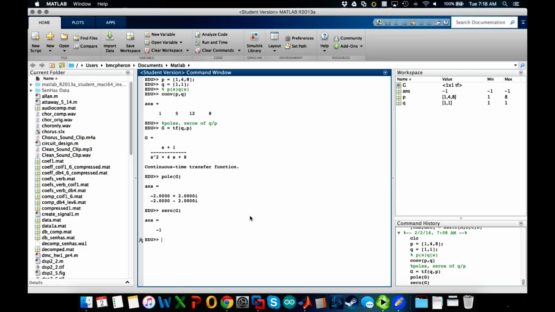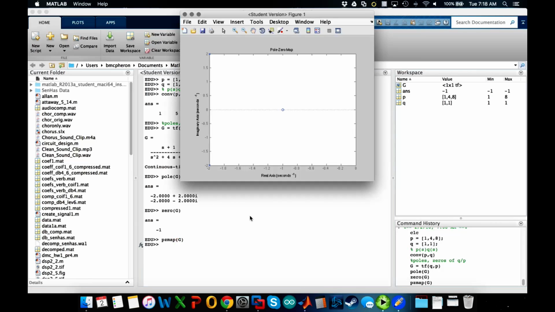Another additional thing which isn't necessary for the question that was asked, but is a nice little tool to have, is that I can plot the PZ map of G. And you'll see that I'm going to get a figure which has a representation on the S plane of where the poles and zeros are. So you'll see that the zero here has a value of minus 1, and then the poles are located at these complex conjugates. All right, minus 2 plus 2i and minus 2 minus 2i.